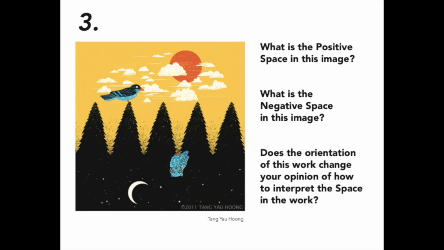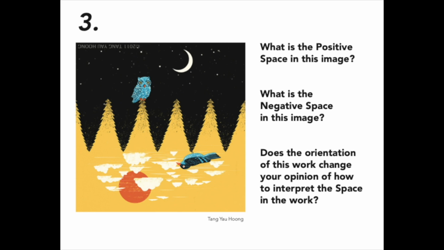However, what happens when we change the orientation of this artwork? Does the orientation of this work change your opinion of how to interpret the space in the work of art? When we flip this image upside down, look again for the positive space in the trees. When the image is flipped, the trees are suddenly positive space, but now they're yellow. This artist does a great job of manipulating positive and negative space to make her artwork more interesting.